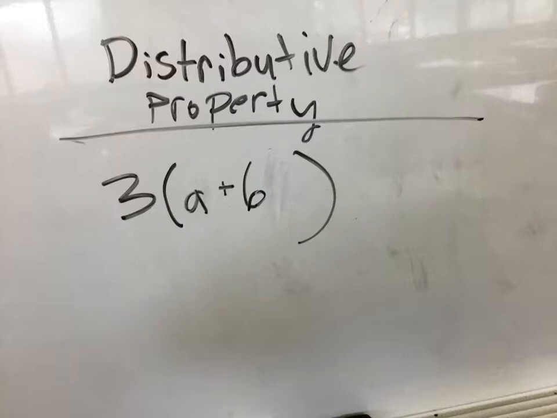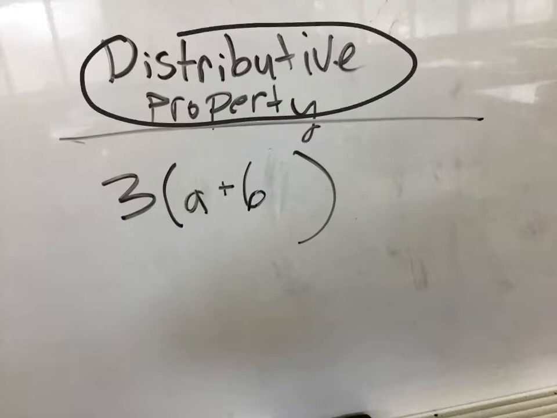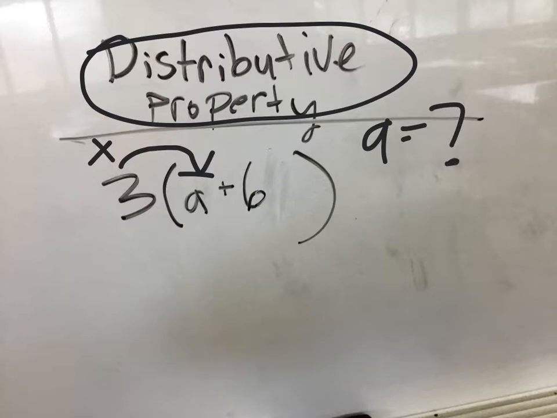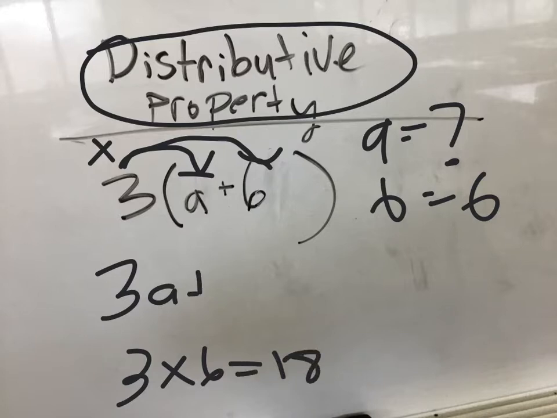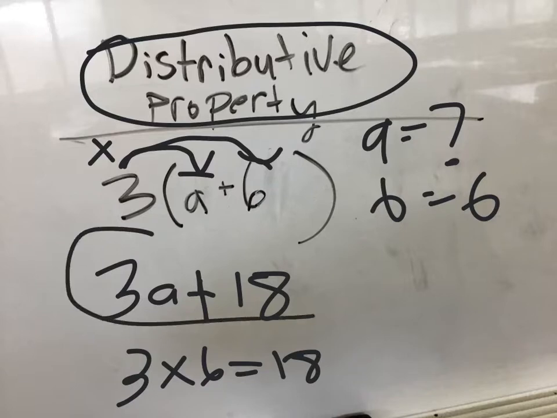Okay, so right now we're going to talk about how to use the distributive property. If there's no space in between a parenthesis, that means multiply. So here's how we're going to distribute this. We're going to take 3 and multiply it by a. Now, when you don't know what a is, a equals a question mark, then it'll just go out to 3a. But we do have 6, so you're going to do 3 times 6 equals 18. So this will be plus 18. And this is the distributive property.